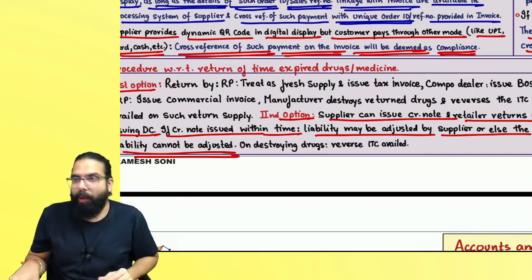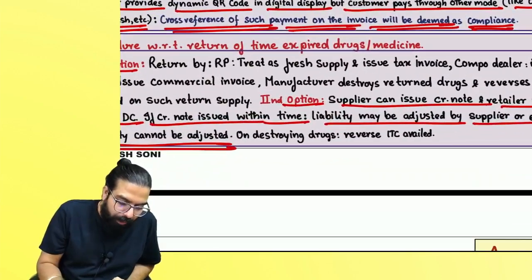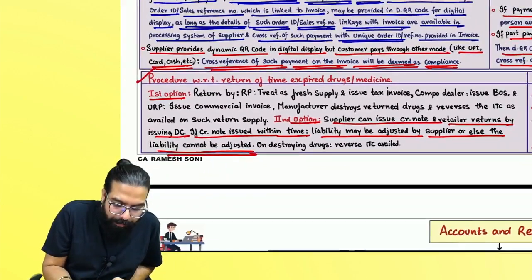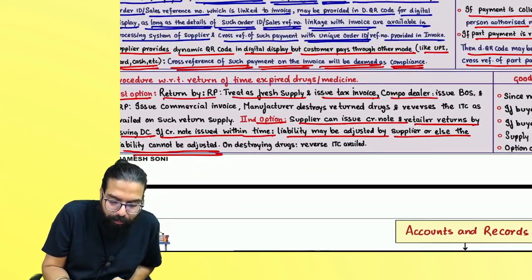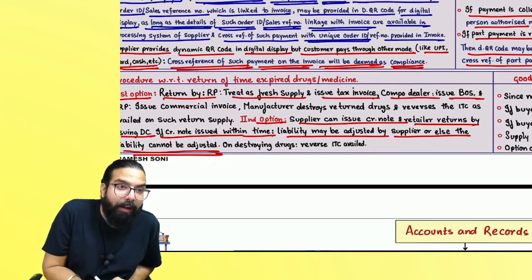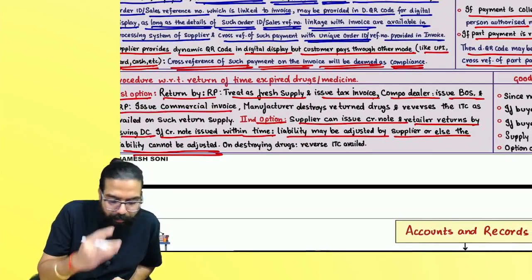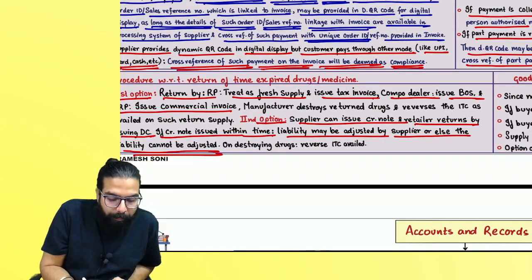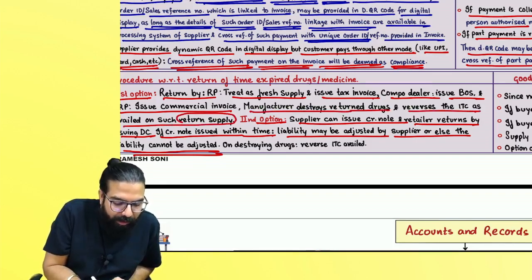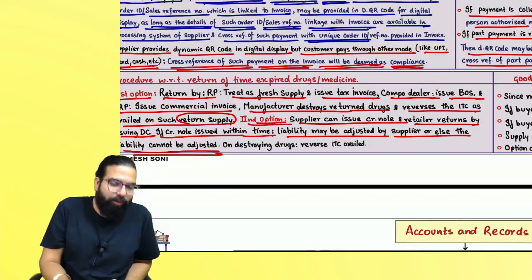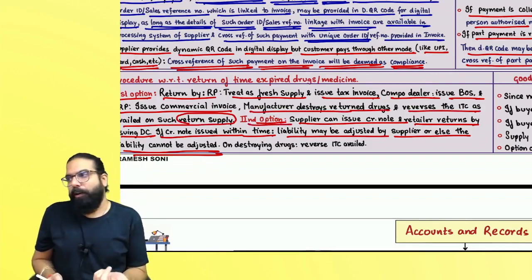Can I go ahead, everyone? Everyone over here now. So it says, return by a registered person, treat as fresh supply and issue a tax invoice. Composition dealer will issue you a bill of supply. Unregistered person will issue a commercial invoice. Manufacturer will destroy the returned drug and reverse the ITC as availed on the return supply. And the second option is to issue what, everyone? Credit note.